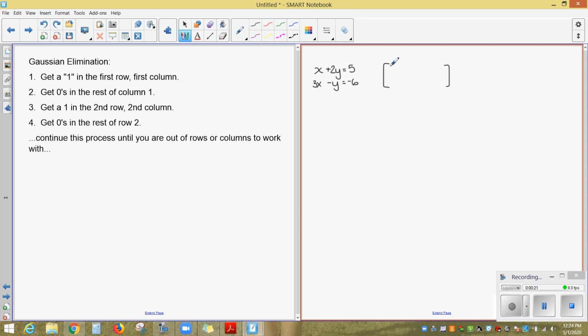Okay, so our first step is to create our augmented matrix. And it's 1, 2, 5 for the top row, 1x plus 2y equals 5. 3x minus 1y equals -6 goes in the bottom. Okay, remember that we're only putting the numbers in there and we're not putting any of the variables.